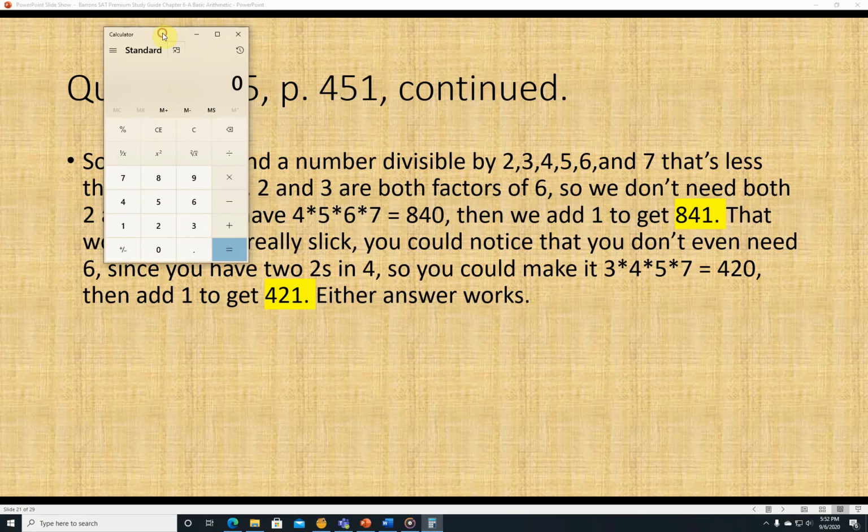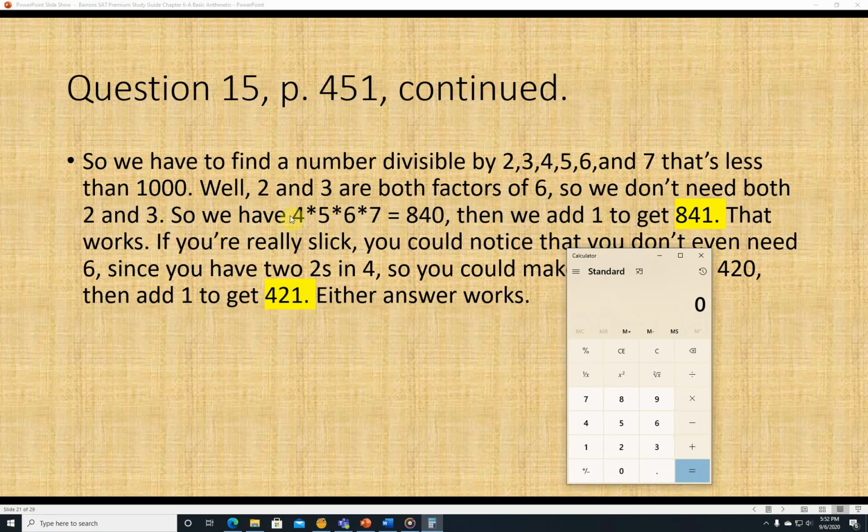And if you're really slick, you might say, well, hey, John, there's a 4. That's 2 times 2. But there's already a 2 in the 6, so really we don't need a 4 to get 4. We can just have 2 times 5 times 6 times 7, and you would be right. So that's 420. You add 1, you get 421.